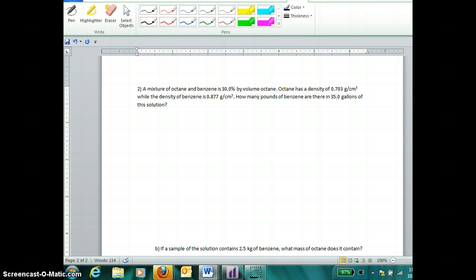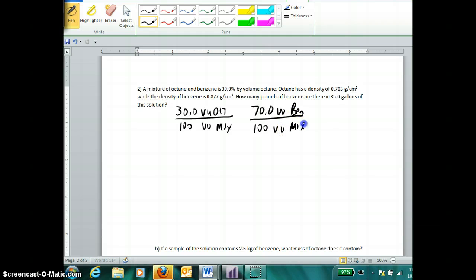So let's reinforce the method with one more problem. I read it carefully. I'm told a mixture of octane and benzene is 30% by volume octane. So I can write three ratios immediately from that piece of information. There are 30.0 volume units of octane for every 100 volume units of the mix. And then there are two other implied ratios: 70 volume units of the other part, which is benzene, to 100 volume units of the whole, which is mix, and also 30.0 volume units of octane, one part, to 70 volume units of benzene, the other part.